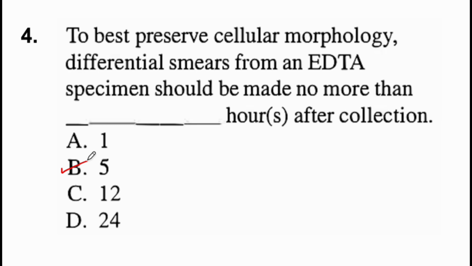While making a smear as soon as possible is ideal, within 2 hours, cellular morphology from an EDTA sample is generally considered acceptable up to 4 to 5 hours after collection. After these times, artifacts like vacuolated monocytes, necrotic neutrophils, and crenated RBCs can begin to appear, which can interfere with an accurate differential.